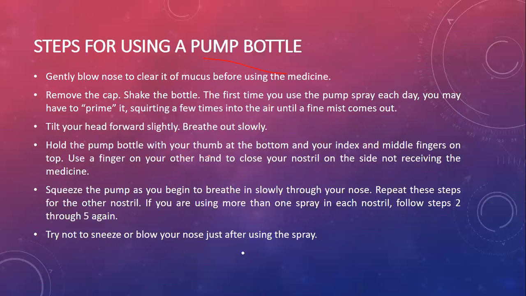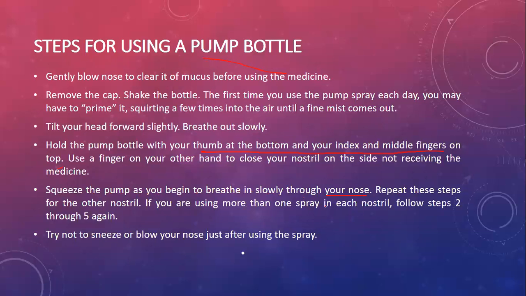Hold the pump bottle with your thumb at the bottom, and your index and middle finger on the top. So this is the position in which we can handle and keep this pump. Okay, thumb at the bottom and index and middle fingers on the top. Use a finger on your other hand to close the nostril on the side not receiving the medication, same as the procedure using a canister, and squeeze the pump as you begin to breathe in slowly through your nose. Repeat these steps for the other nostril.